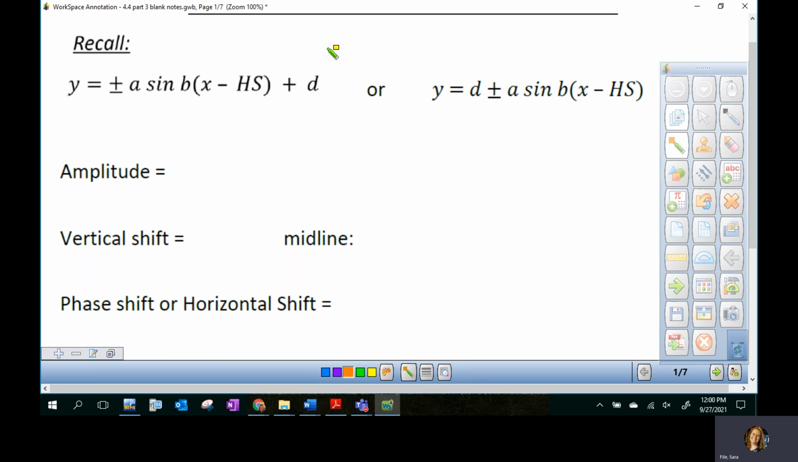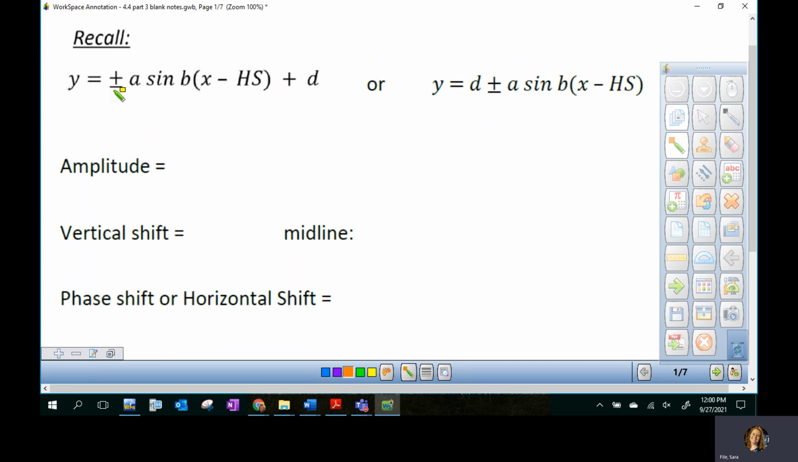So we need to remember what all of these pieces mean. Okay, so what does the A value help you determine? The amplitude, what is the amplitude? It's the half the height of the graph, right? It's the absolute value of the A. Y'all remember that?